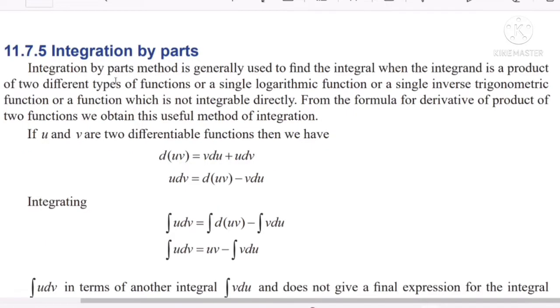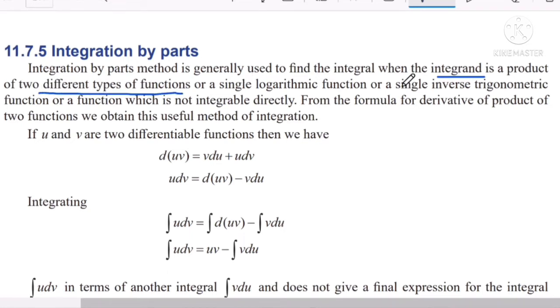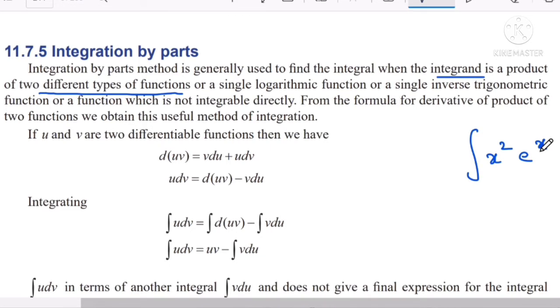When will you use integration by parts? Integration by parts we use when the integrand is a product of two different types of functions. That is, suppose you have x square and e power x. It is just like the product rule. Actually, integration by parts is derived from the product rule of differentiation.